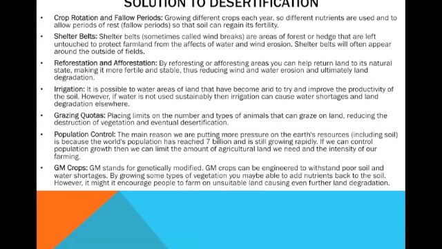GM crops. GM stands for genetically modified. GM crops can be engineered to withstand poor soil and water shortages. By growing some types of vegetation, you may be able to add nutrients back to the soil. However, it might encourage people to farm on unsuitable land, causing even further land degradation.